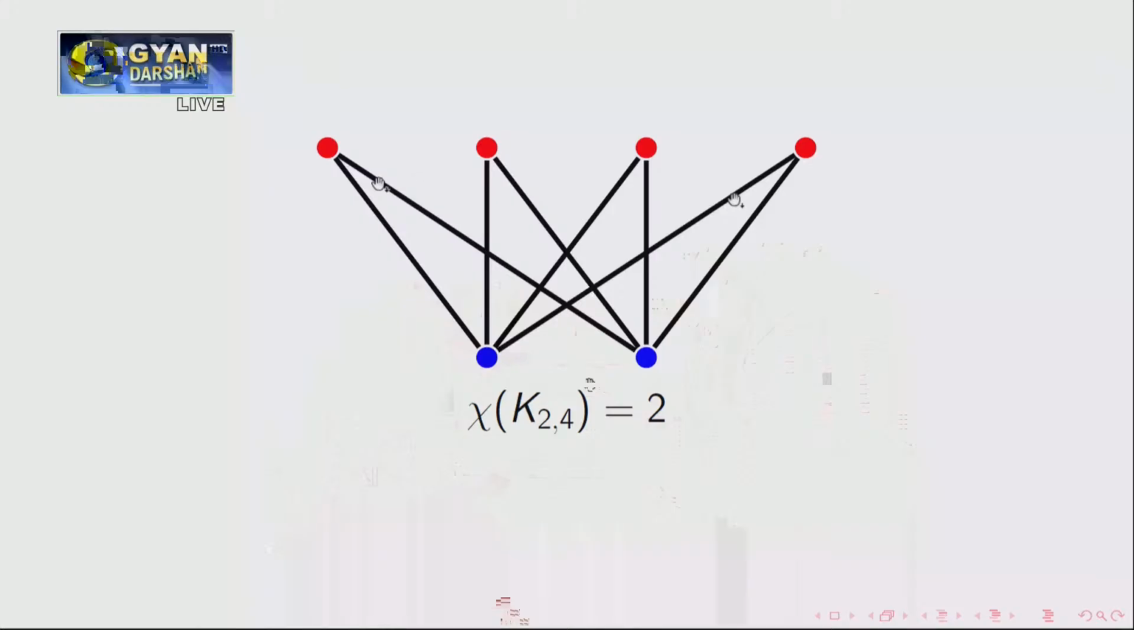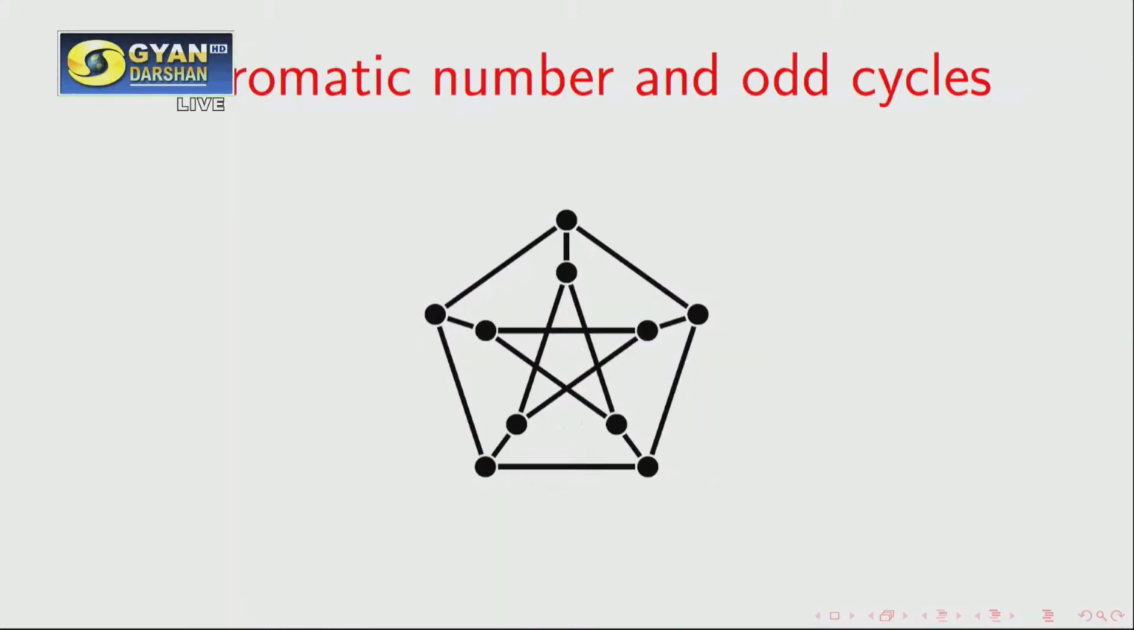Okay, so thus far we have seen how the chromatic number of a graph is affected when it has an odd cycle. In this section we also look at one more graph. The graph shown here is the Petersen graph. You can see that there are some odd cycles here, like the outer cycle, this one, it is an odd cycle having 5 vertices.